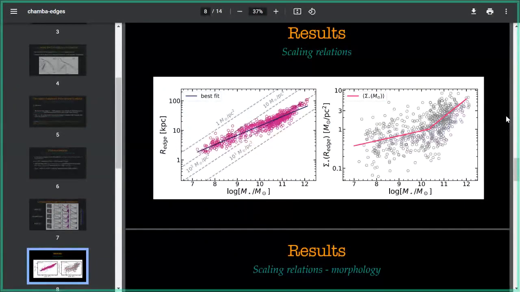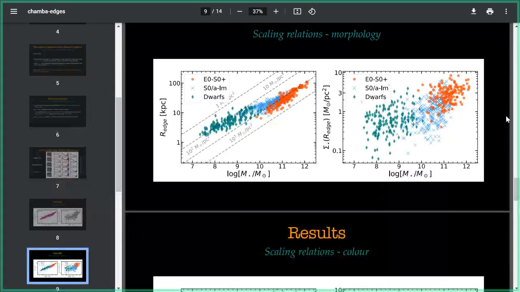These are just to show you quickly the results. So this is the scaling relation. On the left is the location of the edge as a function of mass, and on the right is the mass density at the location of the edge as a function of mass. I've put also the best fit lines for these scaling relations. The dashed lines in the left plot are showing you lines of constant mass density within the size of the galaxy. What you see here is that there is a dependence of the stellar mass density as a function of mass, and we do find a tilt occurring at around 10.5 in log mass in the mass density of these galaxies. Next slide, please.